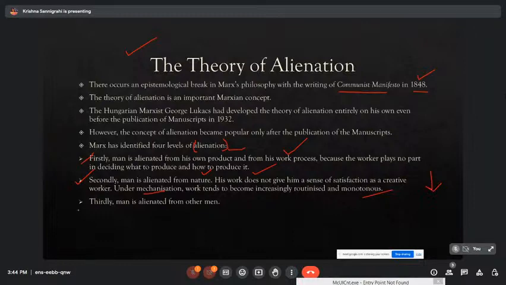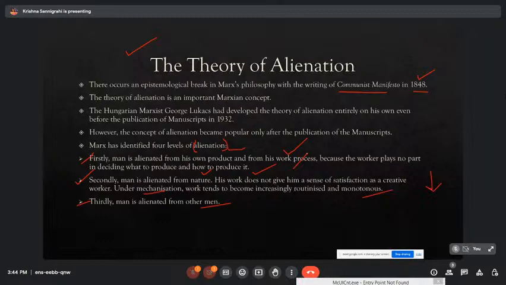Thirdly, what happens? Thirdly, man is getting alienated from other men. So, man is getting alienated from humanity. Man is getting alienated from the other men around us, right? So, the first one is talking about alienation from the product of labor. That is, the product is no more related to me. I'm not really deciding what is happening to the product in an industrial age.